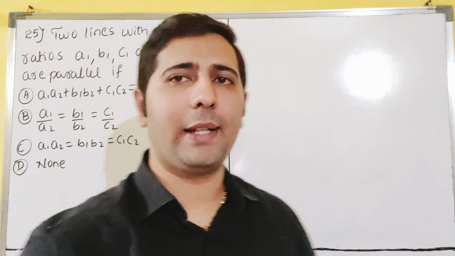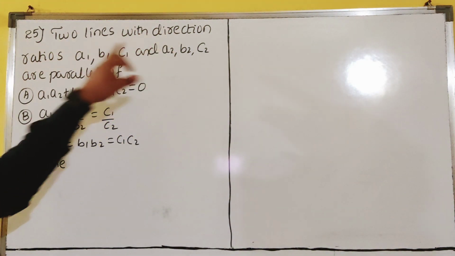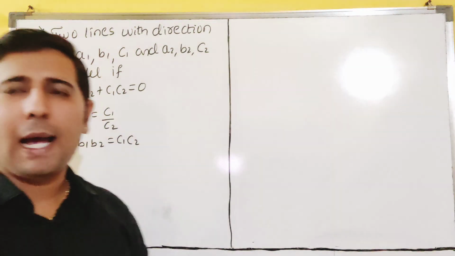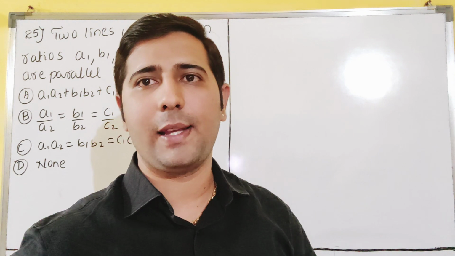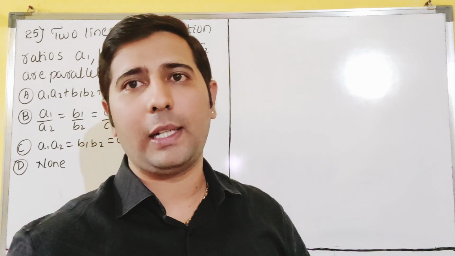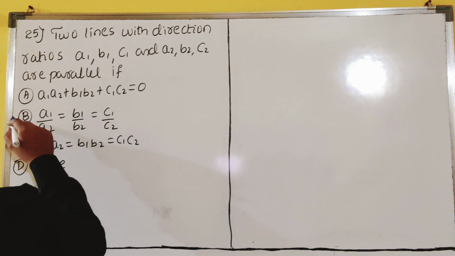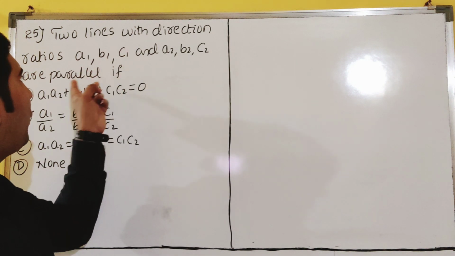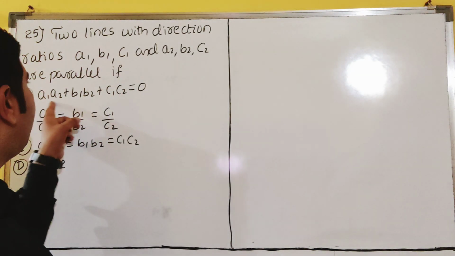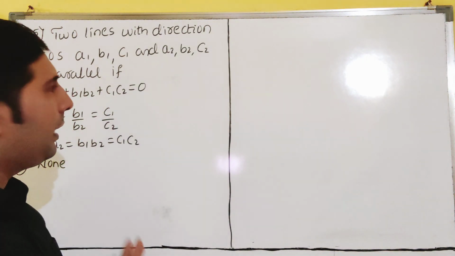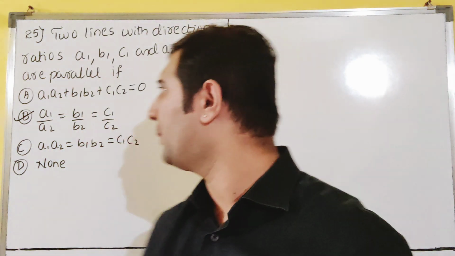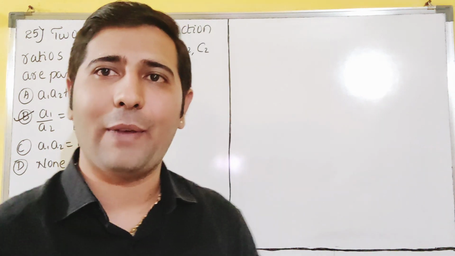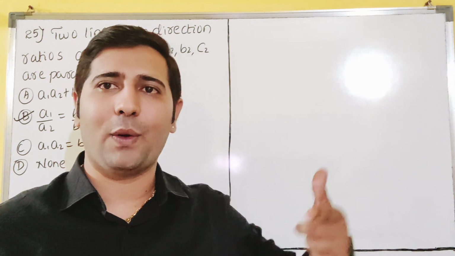Let us see the next question, dear students. Question number 25. Two lines with direction ratios a1, b1, c1 and a2, b2, c2 are parallel. Parallel means what? Condition we have already discussed, dear students. Parallel means they are proportional: a1 by a2 equals b1 by b2 equals c1 by c2. When the lines are parallel, this is the condition. And the other condition is for perpendicular. Understood everyone? So our option is B. B for bingo is our answer. This is actually a lollipop question, a very easy question. So please copy this. We will go for the next question.